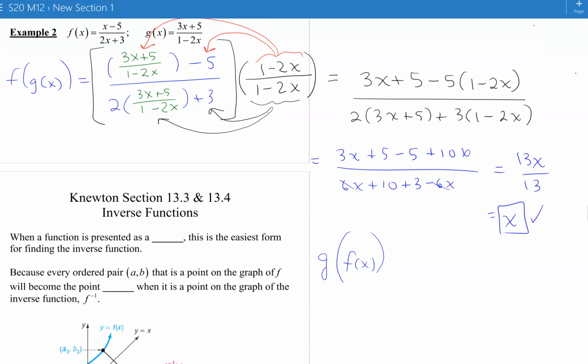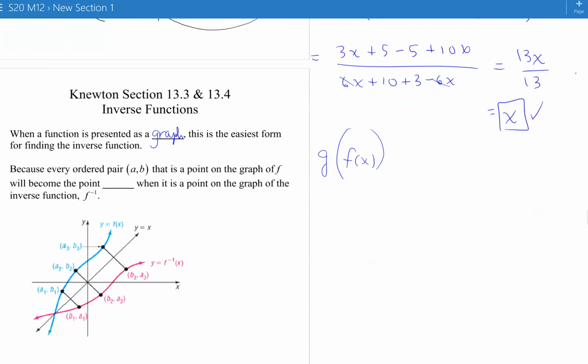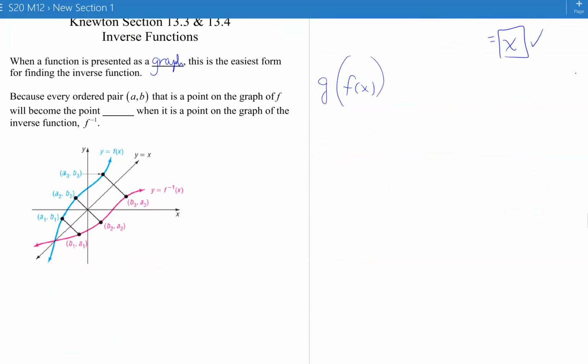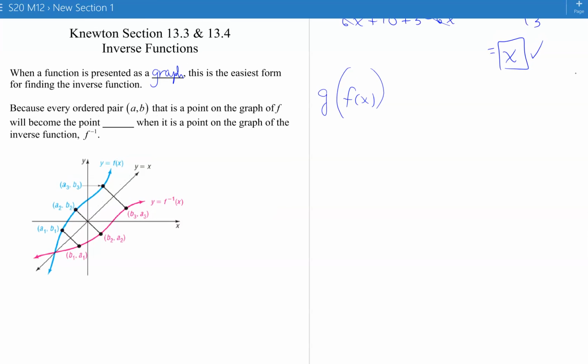So when a function is presented as a graph, this is the easiest form for finding the inverse function because every ordered pair a comma b that's a point on the graph will become the point b comma a to be a point on the graph of the inverse function.